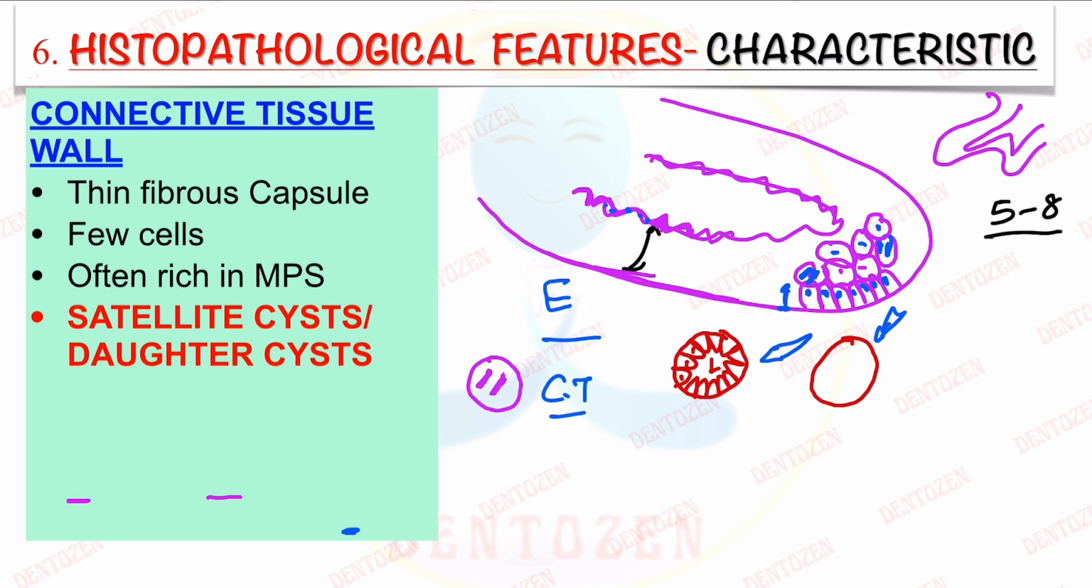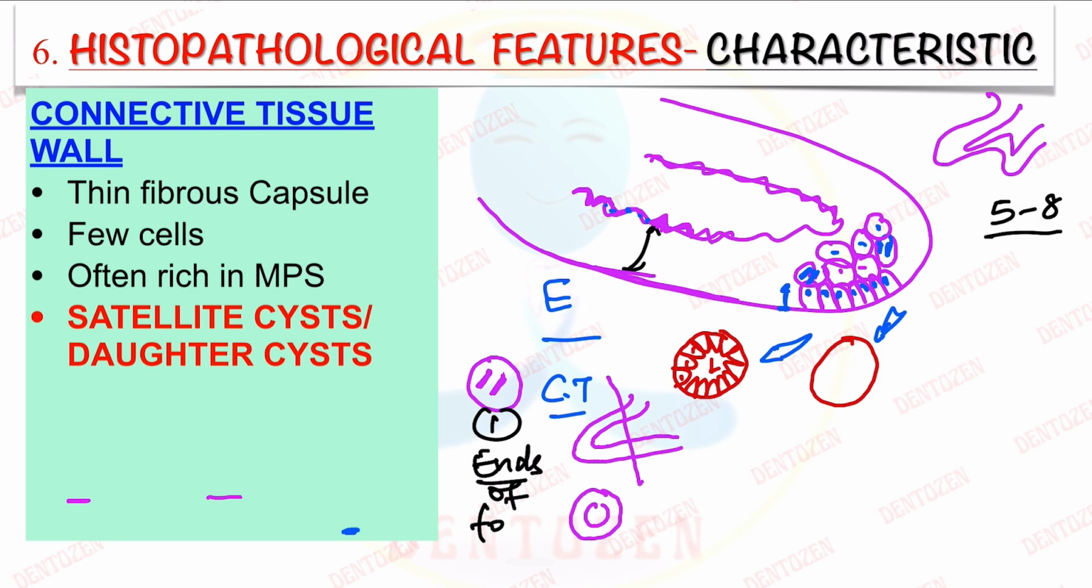Now the first explanation that has been given is that when we cut this folded epithelial lining in cross section, a part of the end of the fold gets embedded in the wall of the cyst. So that will appear as a satellite cyst. So that is the first point, that it represents the ends of the folds of the main epithelial lining that get cut in cross section and come to lie in the connective tissue wall.